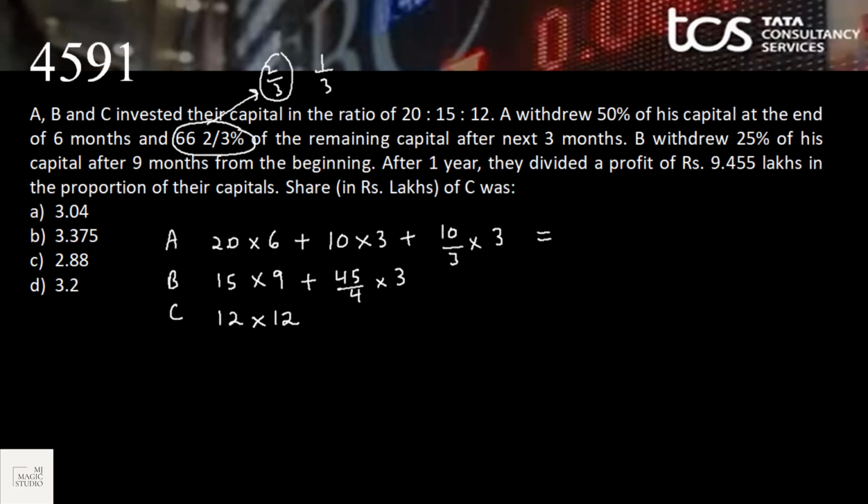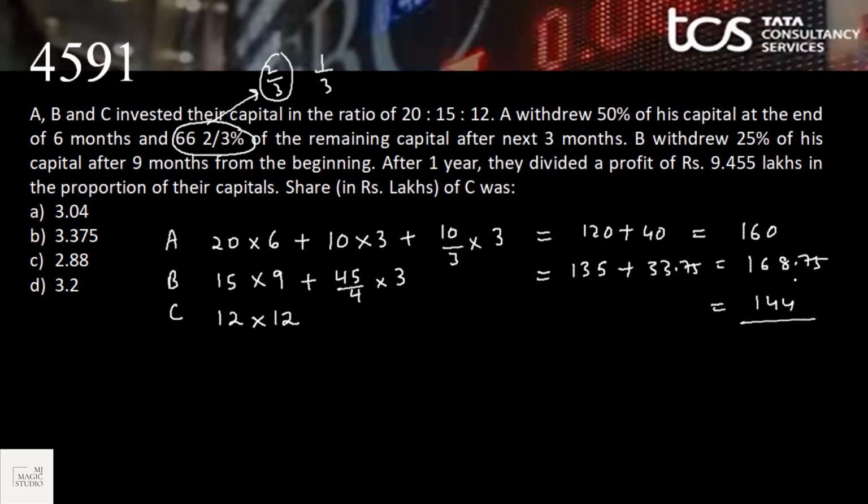Now let us find their parts. 120 plus 30 plus 10, that is 160. So part of A is 160. Part of B would be 15 into 9, 135, plus this is 11.25, 33.75. That would be 168.75, and 12 into 12 is 144.